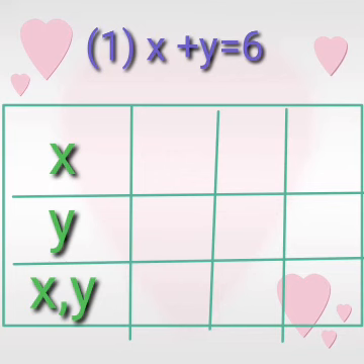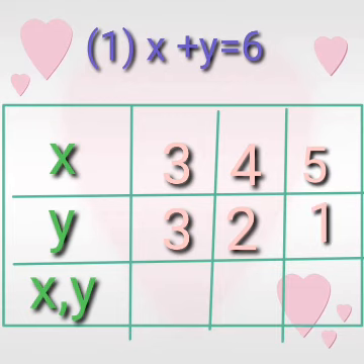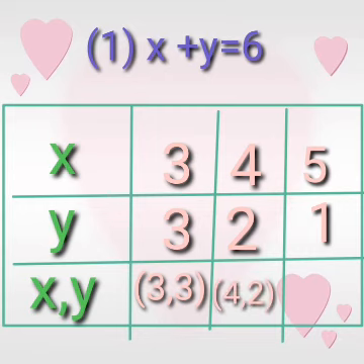Addition of coefficient of x, y is 1 plus 1, which is equal to 2. Constant 6 upon 2 is equal to 3. Take the value of 3 for both x and y in the same column. 3 plus 1 is equal to 4. 4 plus 1 is equal to 5. 3 minus 1 is equal to 2. 2 minus 1 is equal to 1. Complete last row: 3, 3, 4, 2, 5, 1.